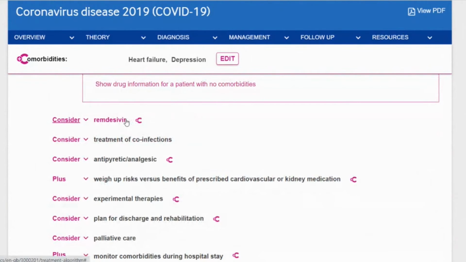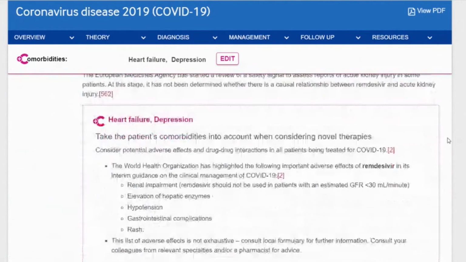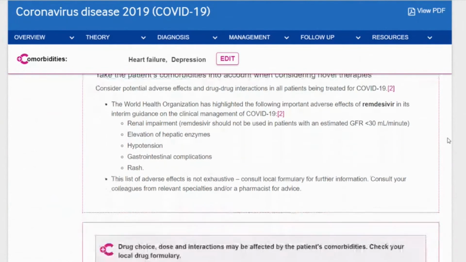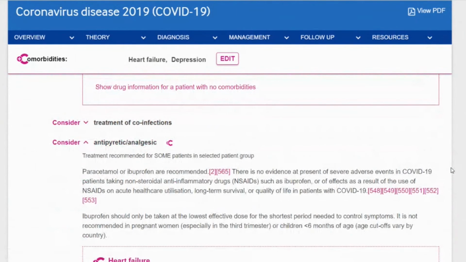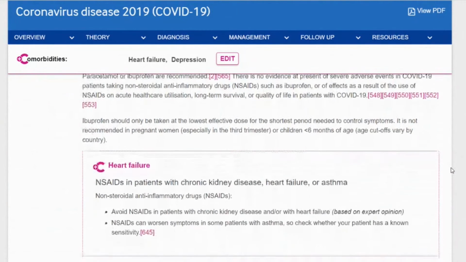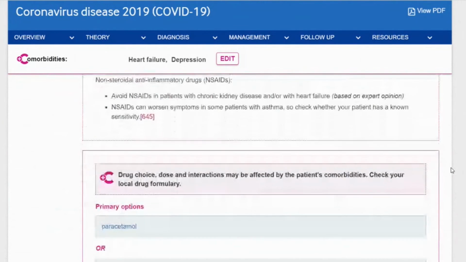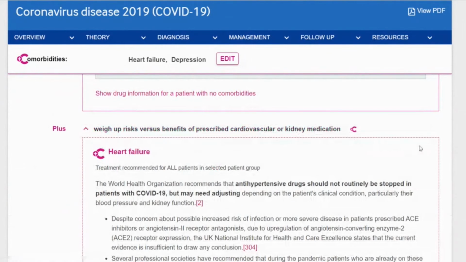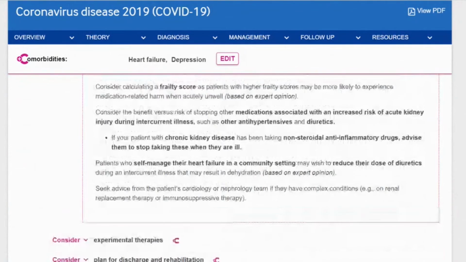And let's click on remdesivir, and it says, in patients with heart failure, you need to be careful of renal impairment. And when choosing antipyretics and analgesics, all important, be careful of non-steroidals in patients with kidney disease and heart failure. And absolutely, last one, weigh up the risks and benefits of cardiovascular or kidney medication, such as ACE inhibitors or other such treatments.